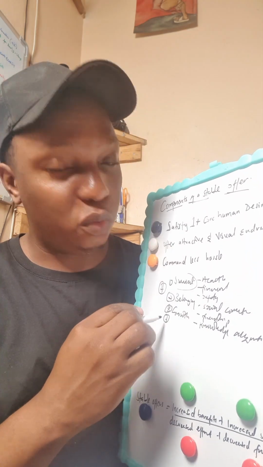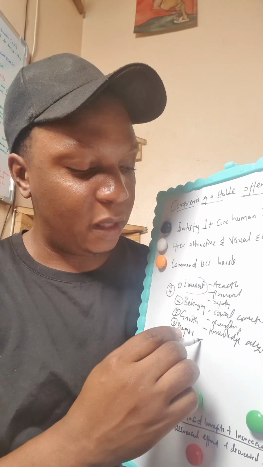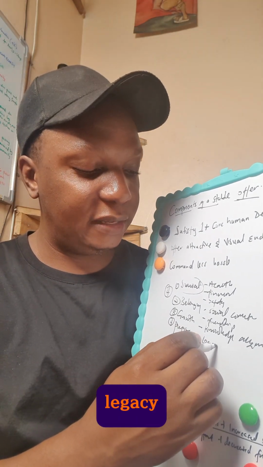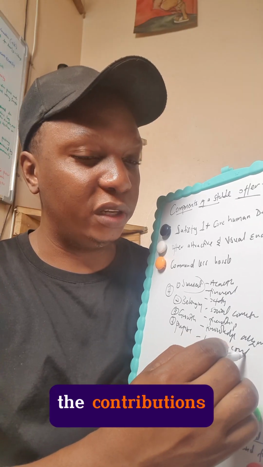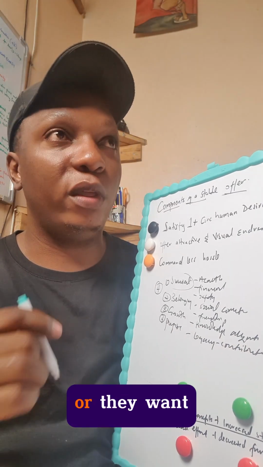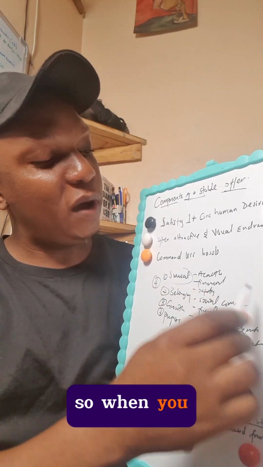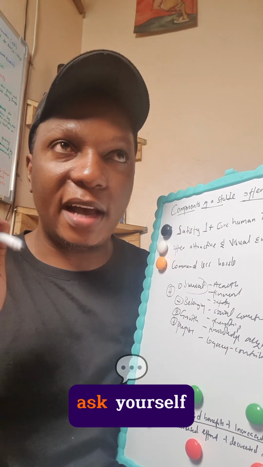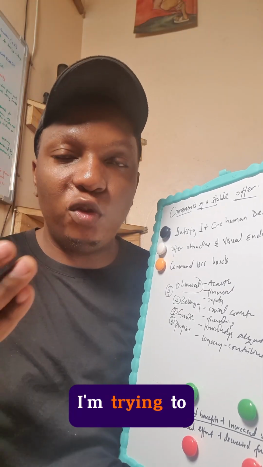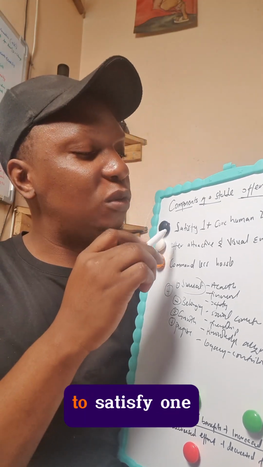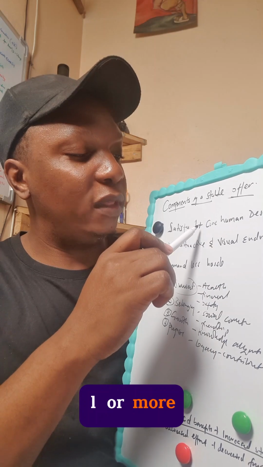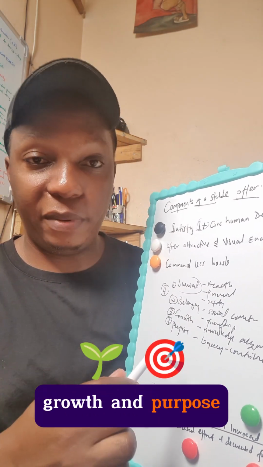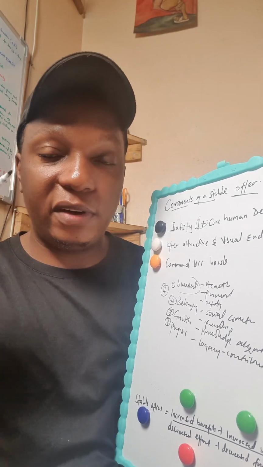And then the fourth one is purpose. A purpose for which they want to live. This will be called the legacy, or the contributions they want to leave behind or add to society. So when you understand these four core desires, it is upon you to ask yourself, in the offer I'm trying to present to this person, does it satisfy one or more core desires, that is survival, belonging, growth, and purpose? If it does, then you have the first start of the offer.